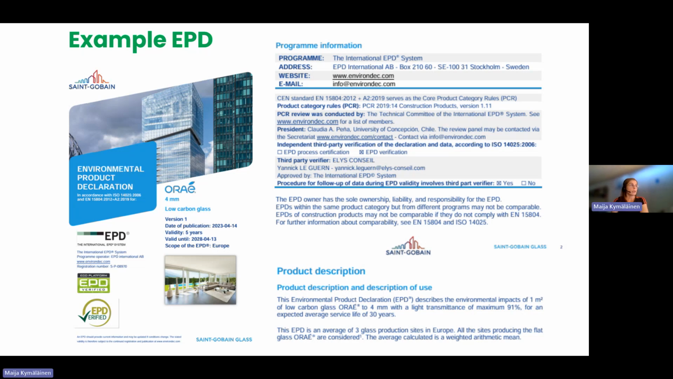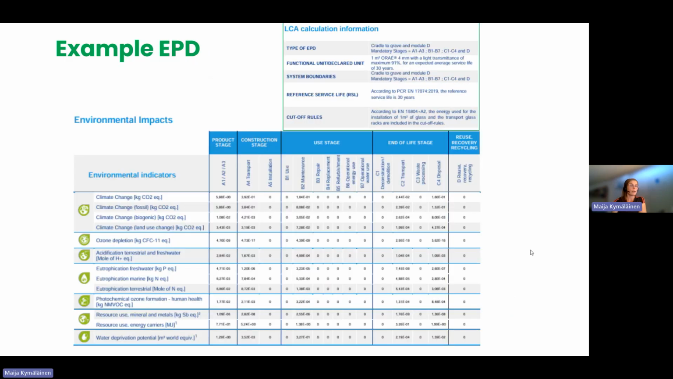On the second page, it gives you program information, different kinds of information on the category rules and the verification. And then it goes on describing the product. So there's a lot of information in an EPD. So here I've just chosen this one page, which is usually the most useful.